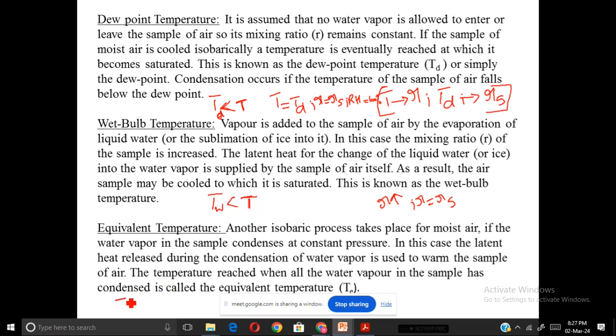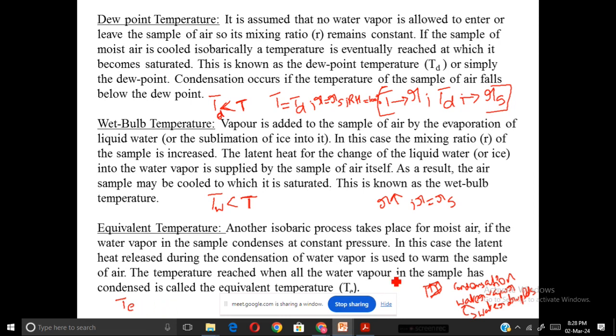Now there is another temperature, which is equivalent temperature, that will be TE. In this case, suppose the air parcel is saturated, and once it is saturated, condensation starts to occur in the parcel. Consider that all the water vapor present in the parcel has condensed and formed water droplets. The water vapor molecules present in the parcel have undergone condensation and turned into water droplets. In that case, the temperature reached is known as equivalent temperature.